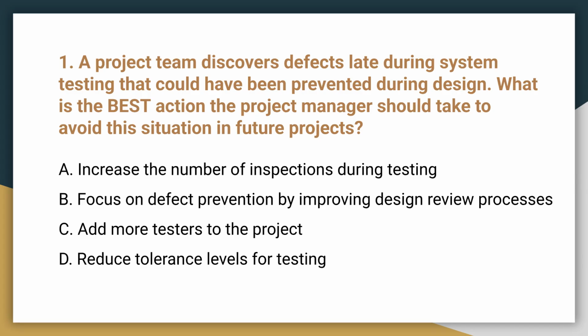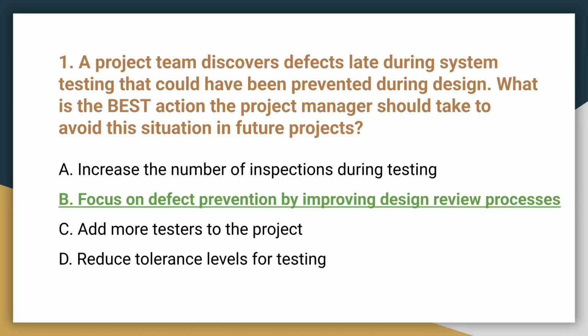Question 1. A team discovers defects late that could have been prevented during design. What is the best action the project manager should take to avoid this in future projects? The correct answer is B. Focus on defect prevention by improving design review processes. Quality management emphasizes prevention over inspection, addressing the root cause earlier in the design phase.